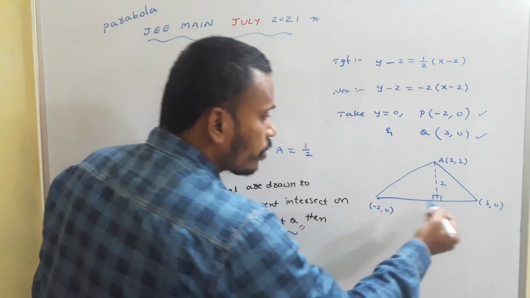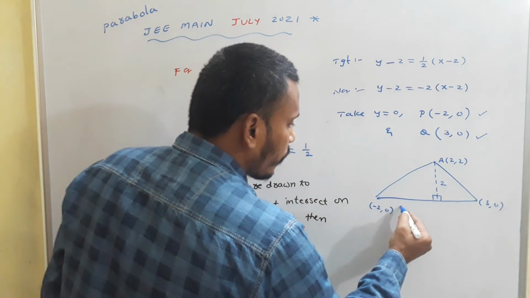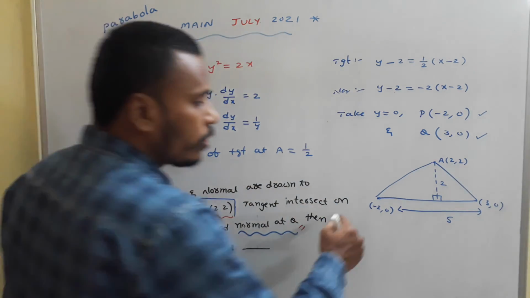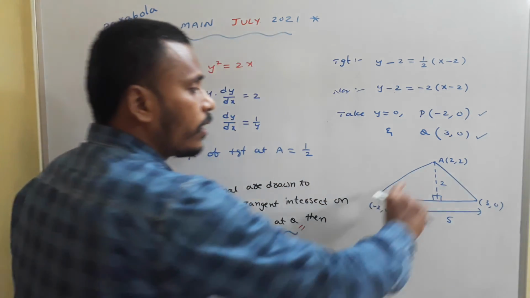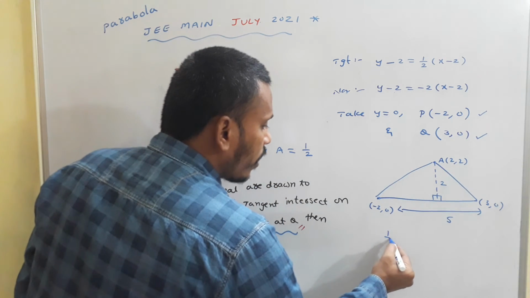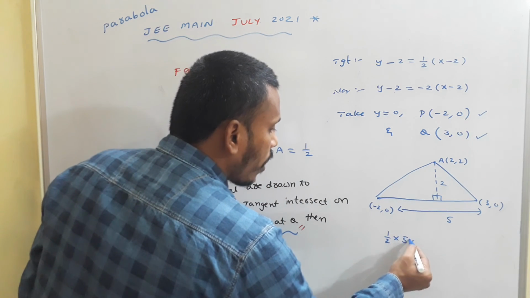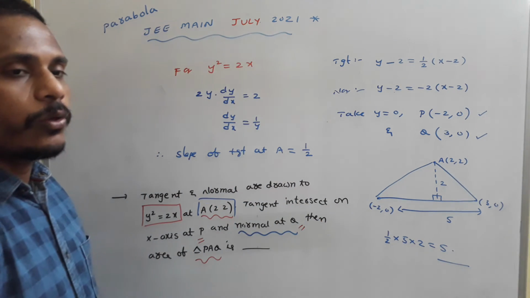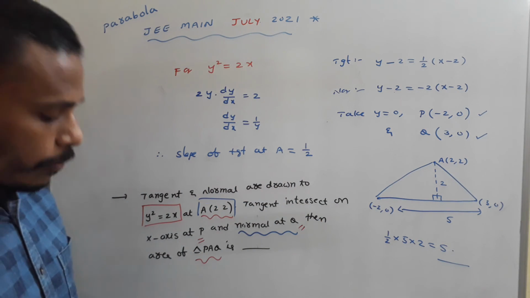And what about this distance? This is -2 and that is 3. If you calculate, this distance is simply 5. So the base length is 5 and the height is 2. Then the area is half base into height, 1/2 × 5 × 2, and our answer for this problem is 5 square units. Okay, that's the problem.